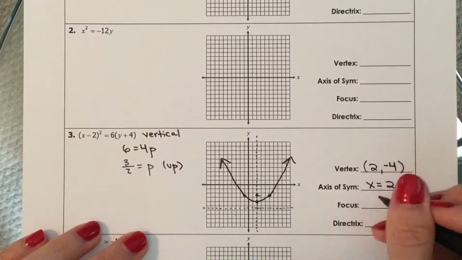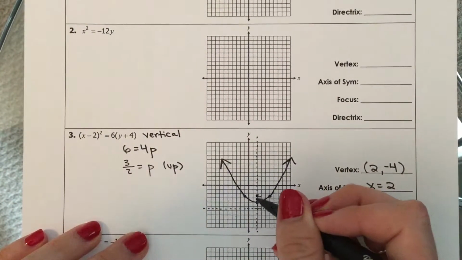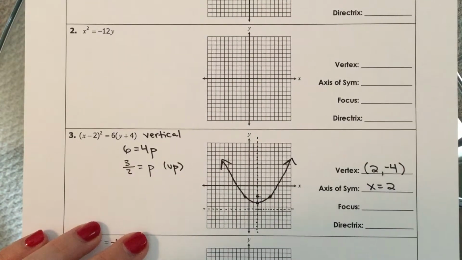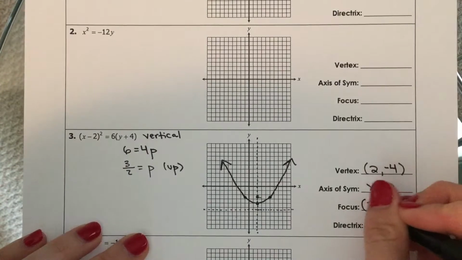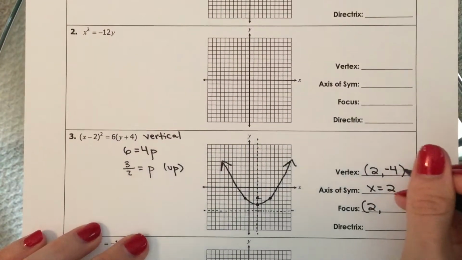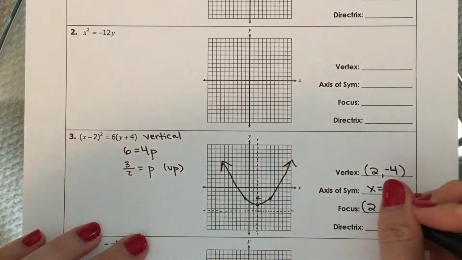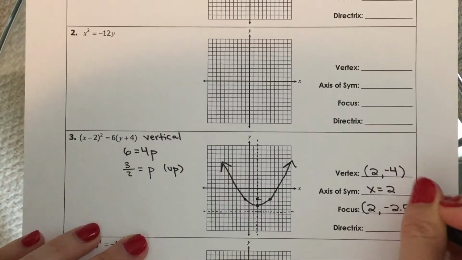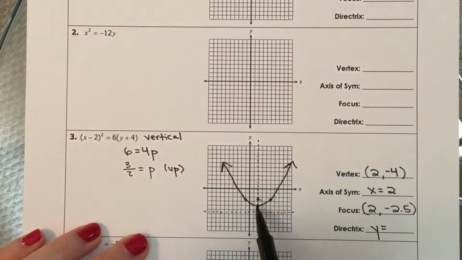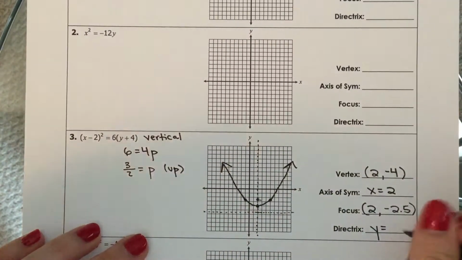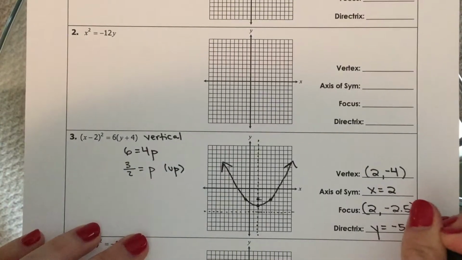So the focus is an ordered pair, and it is 1.5 units up from where the vertex was. So this still shares the exact same x value, but it's 1.5 units up. So if we started at -4, it ends up at -2.5. And then the directrix is a horizontal line, and it is 1.5 units down from where the vertex was. So the vertex had a value of -4, so we are down at -5.5.